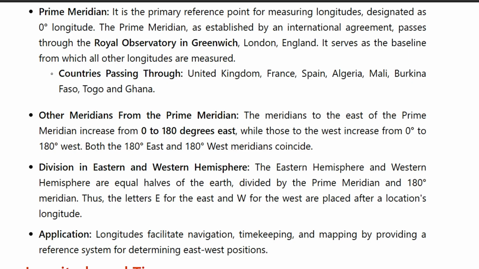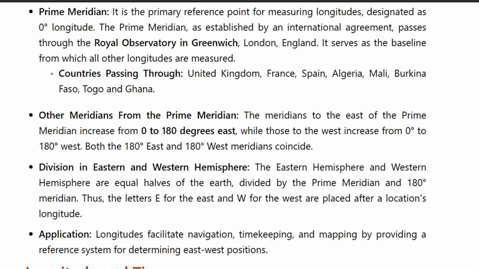Other meridians from the prime meridian. The meridians to the east of the prime meridian increase from 0 degree to 180 degrees east, while those to the west increase from 0 degree to 180 degrees west. Both the 180 degree east and 180 degree west meridians coincide.